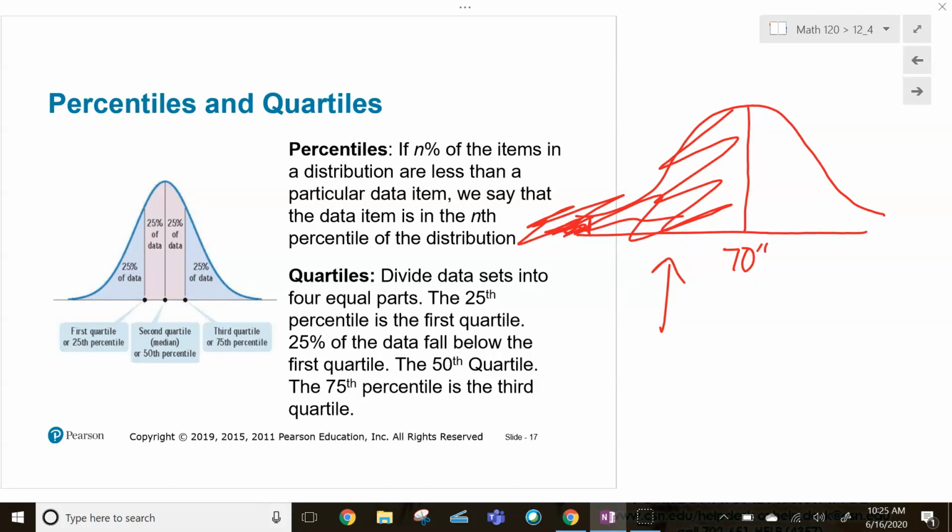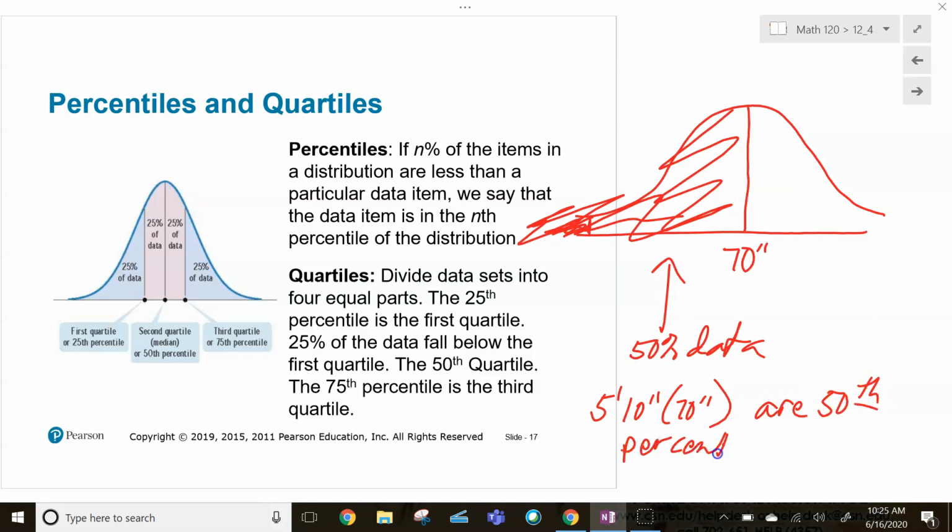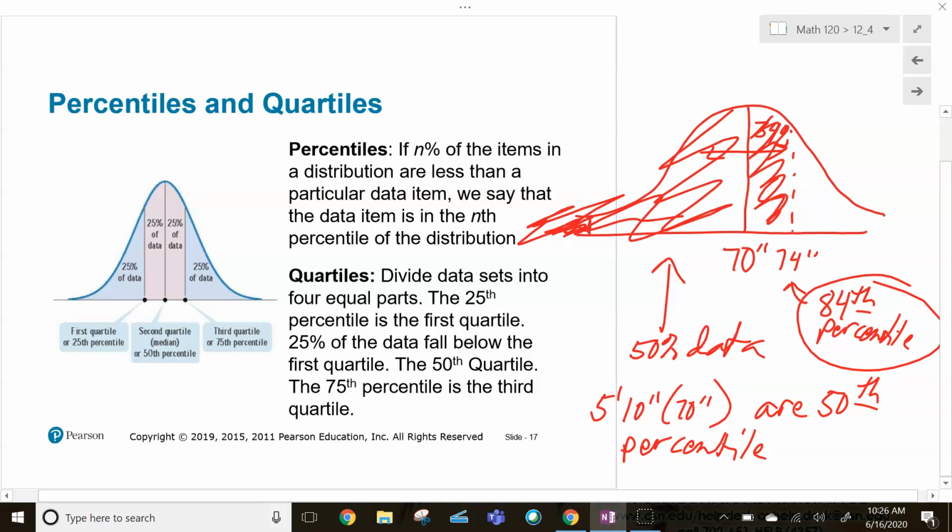If you are 5'10", 70 inches, you are in the 50th percentile. Now, if we go up 1 standard deviation to 74 inches, we know 68% of the data is here and here, so this part's 34% right there, right? So if we add 50 plus 34, if you're 6'2", you're in the 84th percentile, right? You're pretty tall. 84th percentile. So that's what percentile is talking about. How much of the data is below, right? That 84% of adult males are below 6'2".